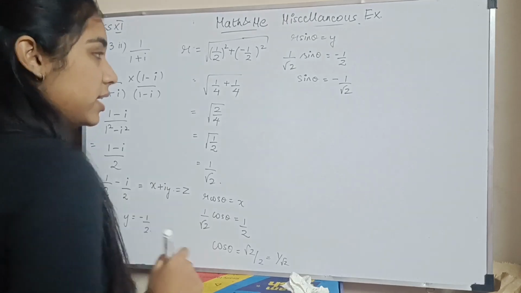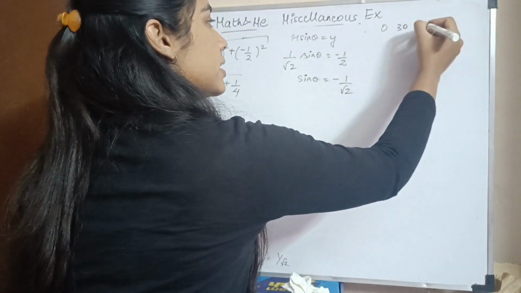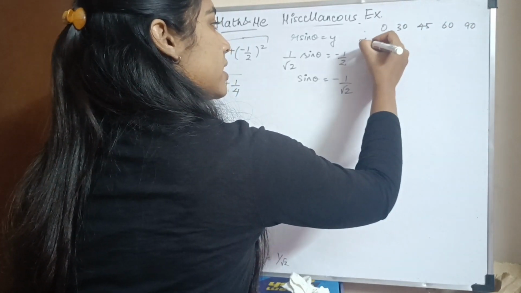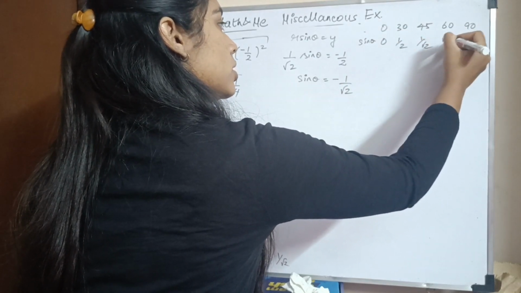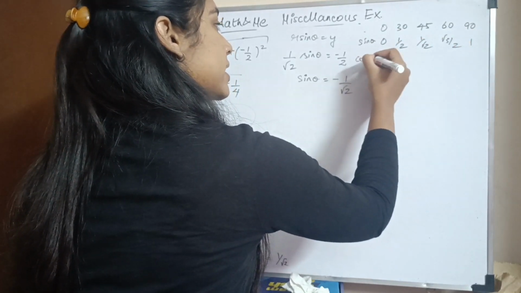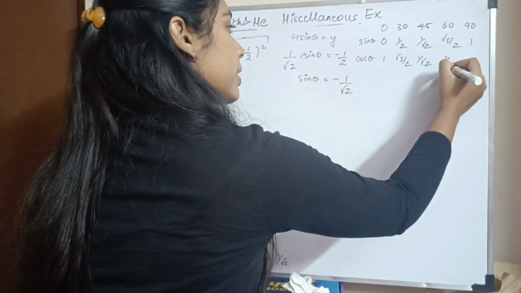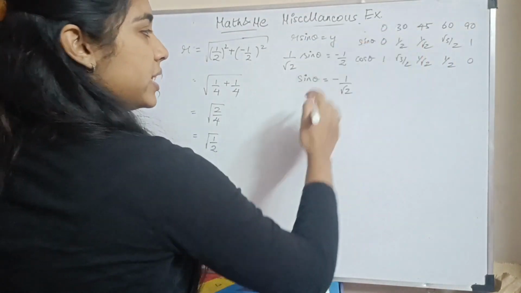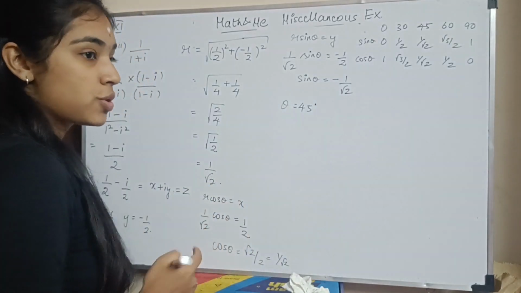So what does this mean? How will sin theta and cos theta be? For 0, 30, 45, 60, 90, sin theta will be 0, 1 by 2, 1 by root 2, root 3 by 2, 1. And cos theta will be 1, root 3 by 2, 1 by root 2, 1 by 2, 0. So now sin theta and cos theta are both 1 by root 2. Then what is the value of theta? 45 degrees. But you need to find out which quadrant they are in.